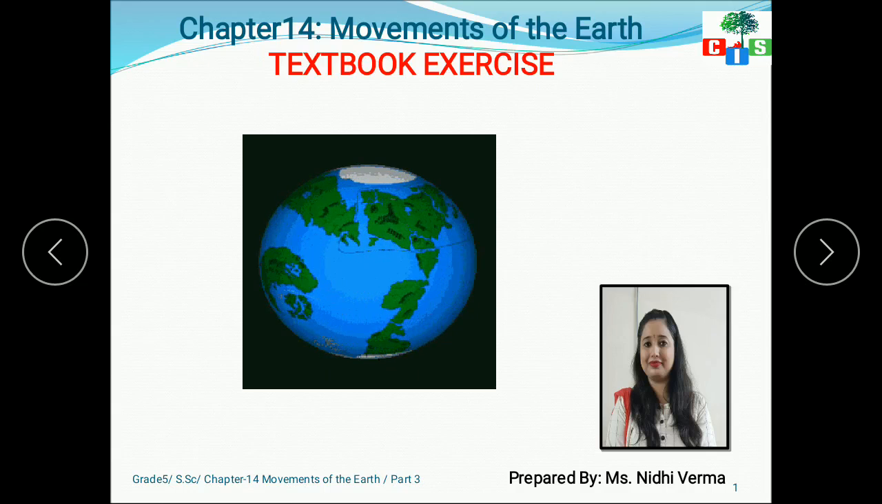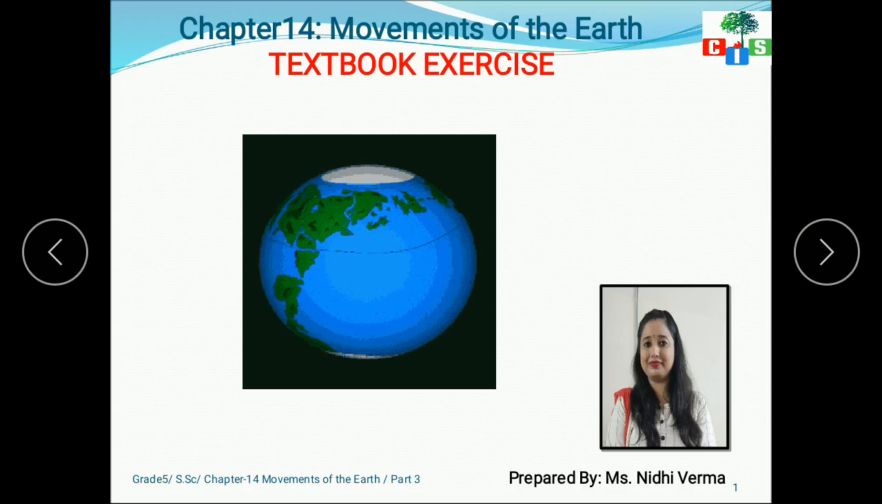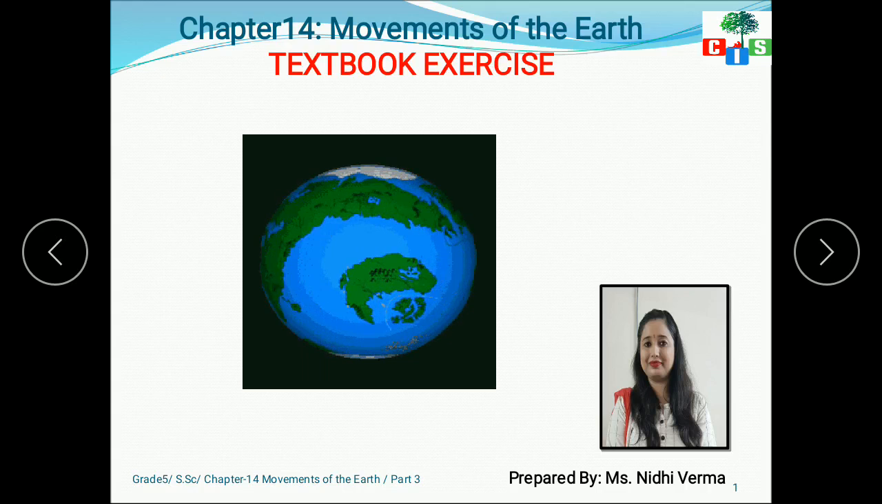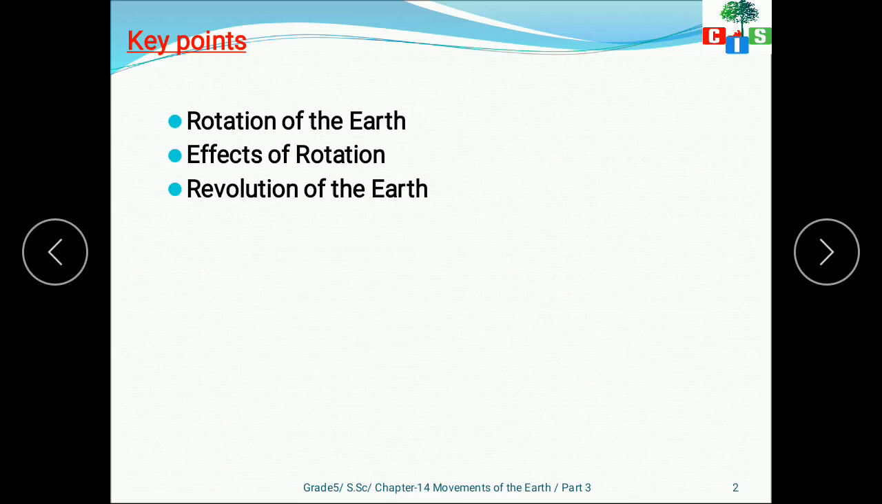I hope that you all have read this chapter, right? Now this is the time to discuss the textbook exercise. So let's start the exercise. In this chapter, we have studied the rotation of the earth, the effect of rotation, the revolution of the earth and the effect of revolution, right? Now let's see the textbook exercise.